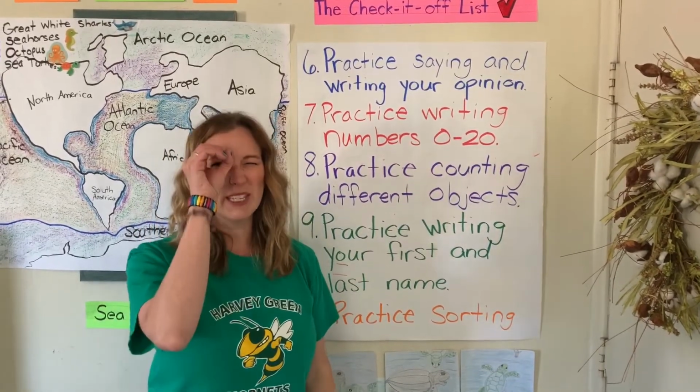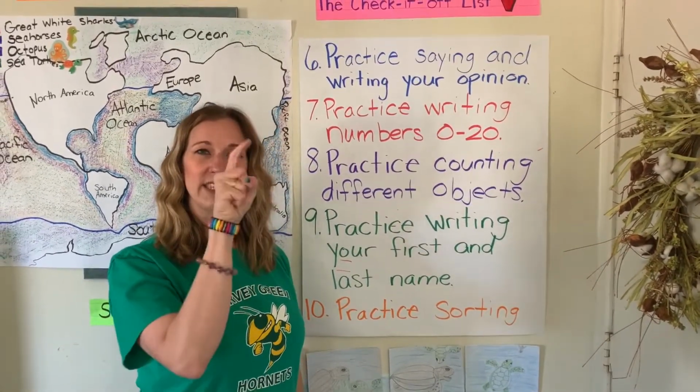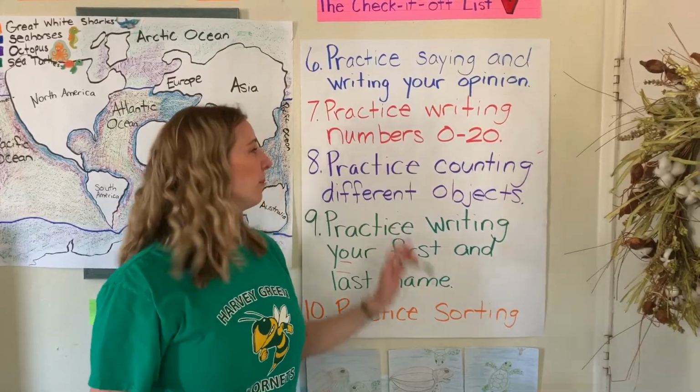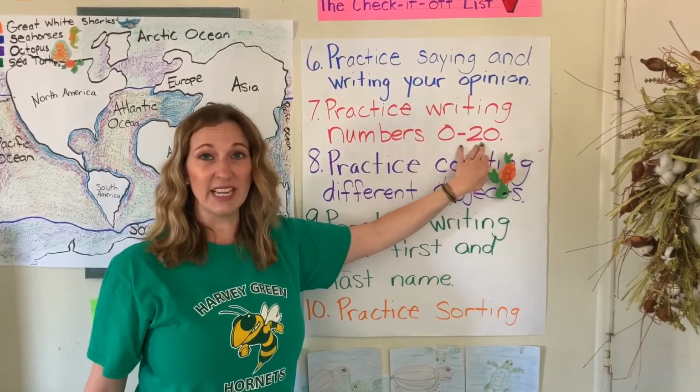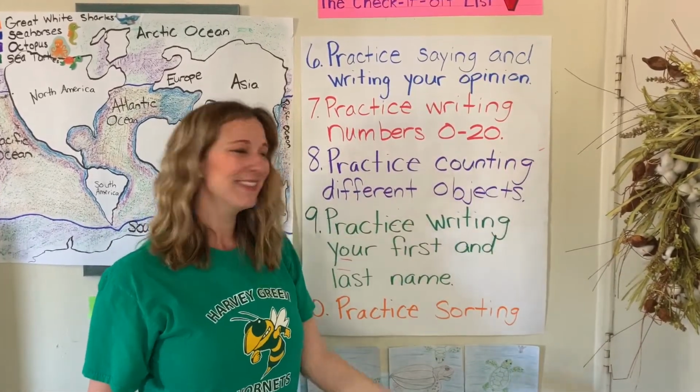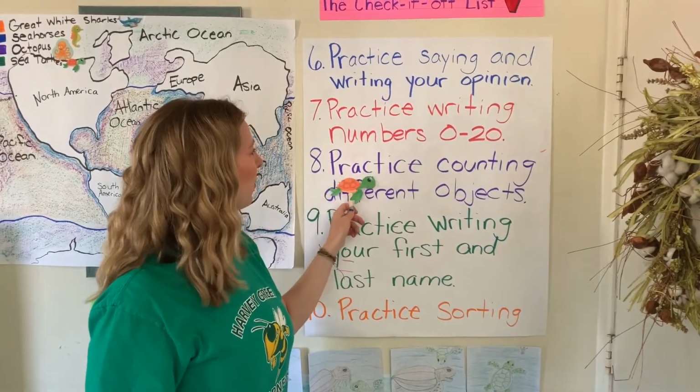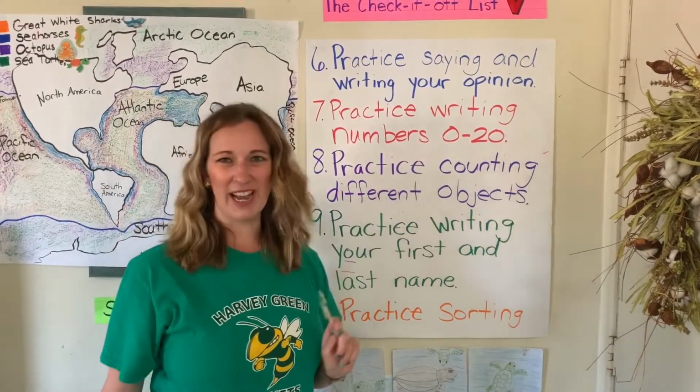Don't forget 0 is a number. Okay, so practice writing 0, 1, 2. Practice writing your numbers up to 20. If you can go higher than that, go ahead. Just keep practicing. Practice counting different objects.